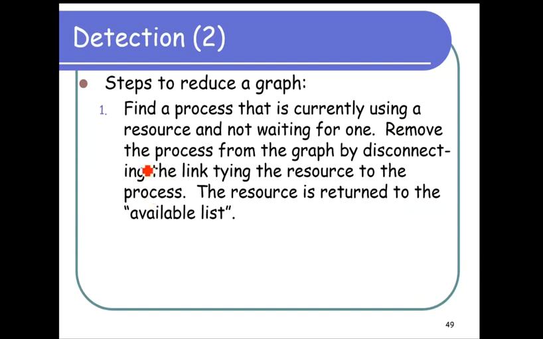So, steps to reduce the graph: find a process that is currently using a resource and not waiting for one. Remove the process from the graph by disconnecting the link tying the resource to the process. The resource is returned to the available list.